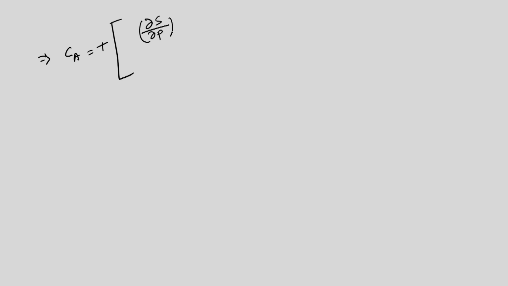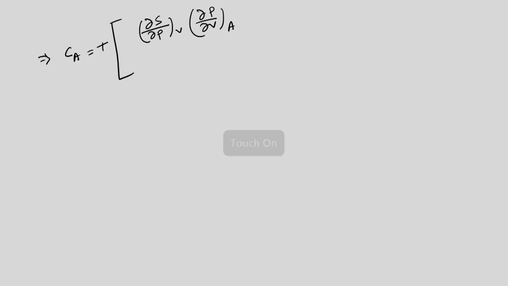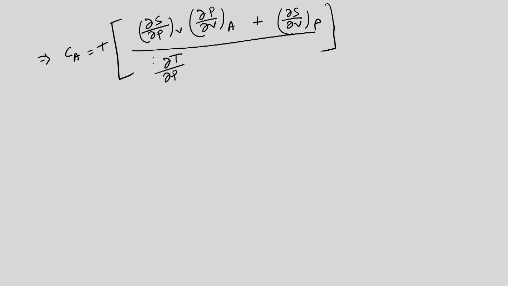If we simplify further, we get T times [∂S/∂P at constant volume times ∂P/∂V at constant A plus ∂S/∂V at constant P] divided by [∂T/∂P at constant volume times ∂P/∂V at constant A plus ∂T/∂V at constant P].